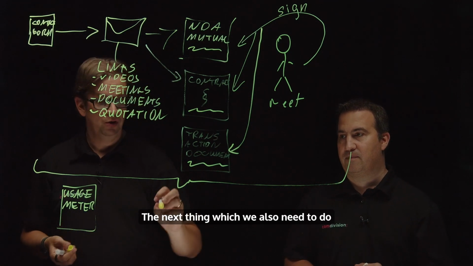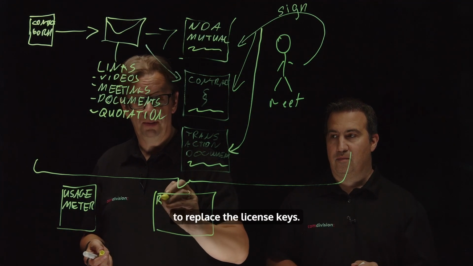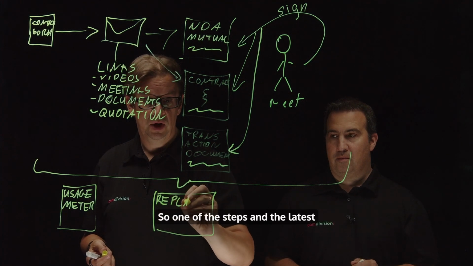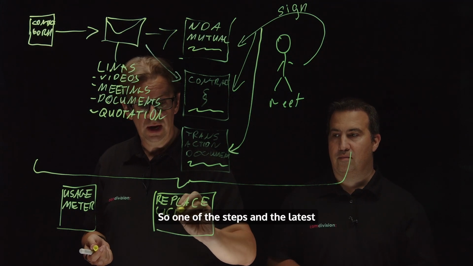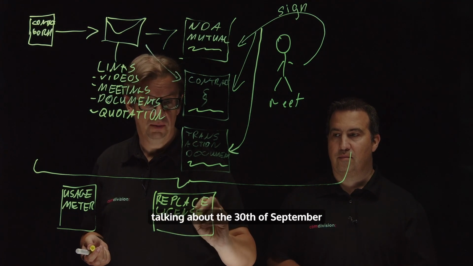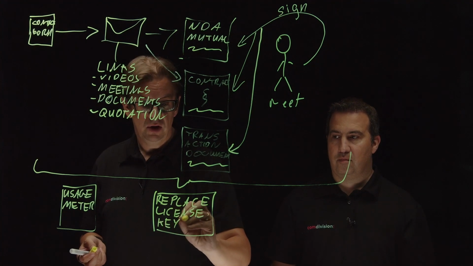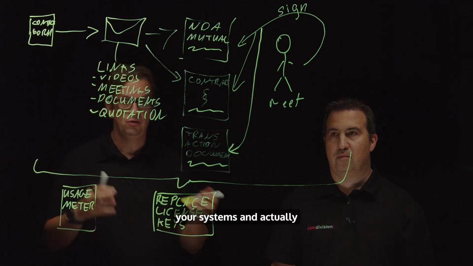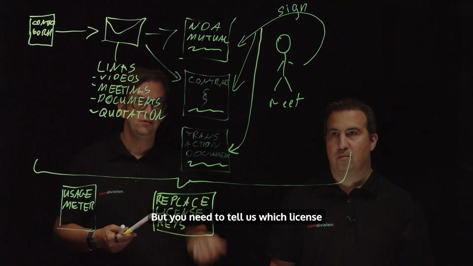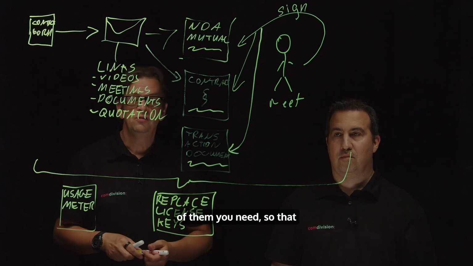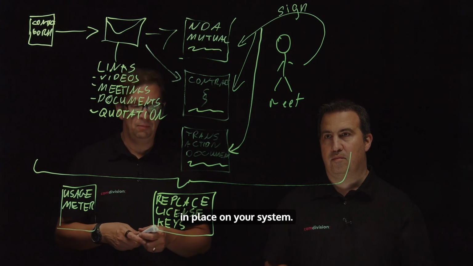The next thing which we also need to do, and this is basically time critical, is we need to replace the license keys. The latest information was always talking about the 30th of September, when all the license keys have to be replaced. So we need to go together with you in your systems and replace the license keys, or you can replace them, but you need to tell us which license keys you need and how many of them, so that we can generate them for you and put them in place on your system.